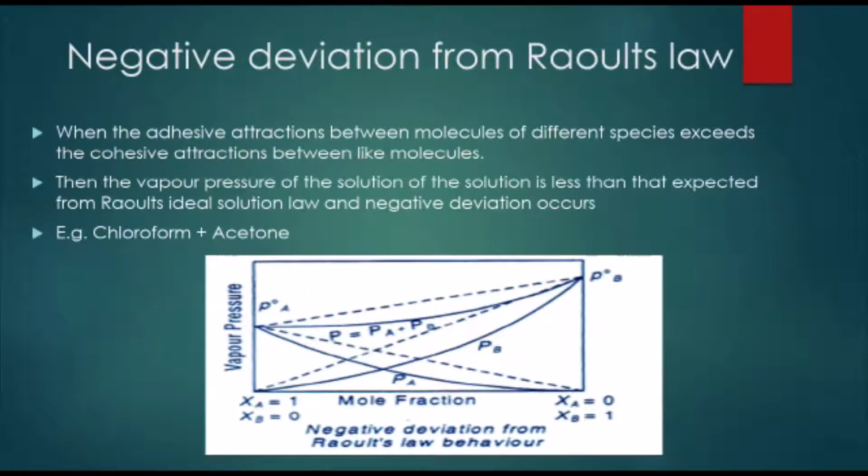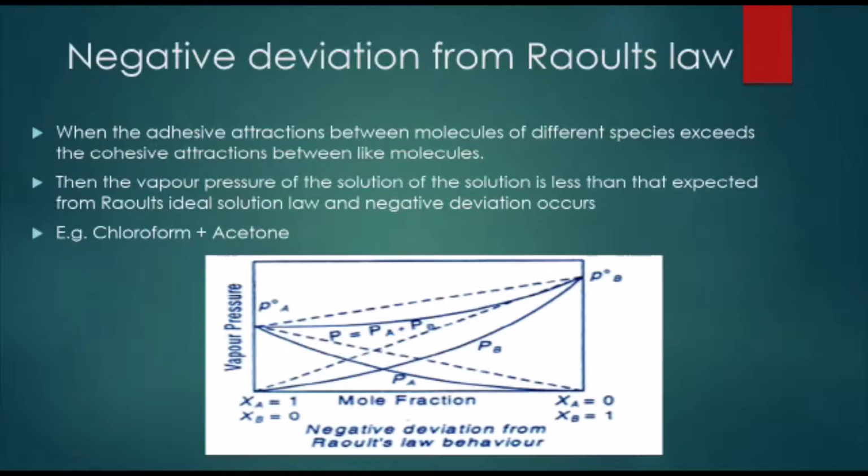So why does negative deviation occur? In the first line you can get the idea: whenever the adhesive attraction, or simply the force of attraction between the unlike molecules of different species, is quite more than the force of attraction between the like molecules, the cohesive force, then at that time the negative deviation occurs. So what occurs in negative deviation?